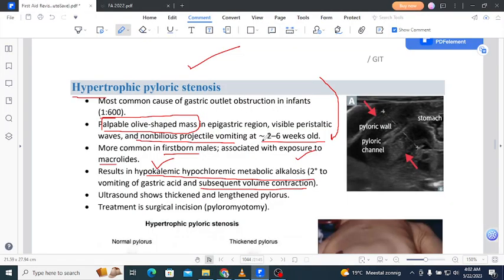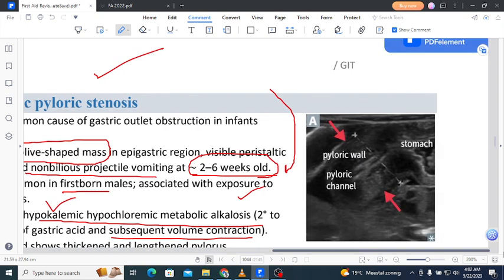This timeline is very important, that is happening 2 to 6 weeks after the birth. Ultrasound shows thickened and lengthened pylorus. Like if I could zoom this picture, so this is an ultrasonography in which you can see the pyloric wall, and then pyloric channel is like that, I guess. So this whole thing is pylorus, and this pylorus has become lengthened and also thickened. This whole thing is the wall of pylorus, and that has been thickened.